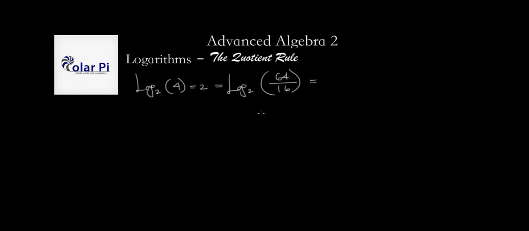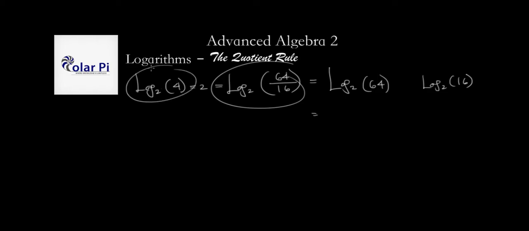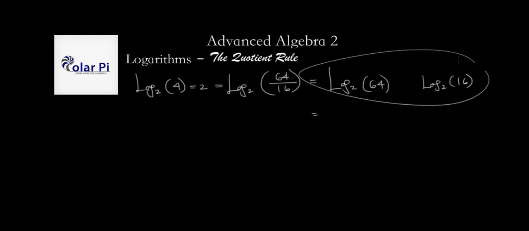If we want to write log base 2 of 64 and log base 2 of 16 as separate logs, let's first write that: log base 2 of 64 and then log base 2 of 16. First note that since this is the same as that, this here needs to equal 2 on the left side, right?